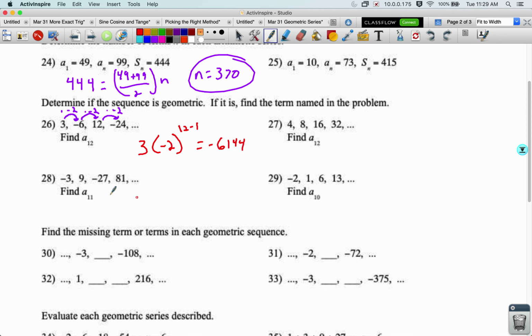Okay, is one of these not geometric? Yeah, 29 does not look geometric, because how do I get from negative 2 to 1? I have to multiply by negative 1/2. But then to get from 1 to 6, I've got to multiply by 6, so this one is not geometric.